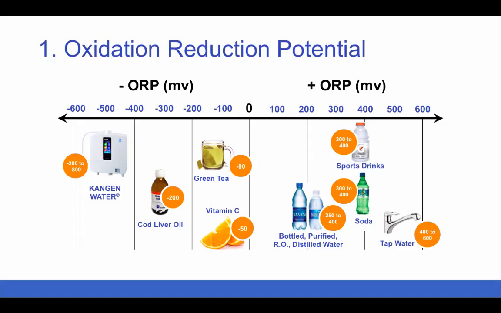But I do explain how Kangen water, in relation to other antioxidant foods and beverages like green tea or fresh juice, vitamin C, etc., how much stronger it is in relation to those things. So we see the Kangen 8 can produce an ORP of as low as minus 800. And so remember, we want to slow down the aging. We don't want to speed it up.